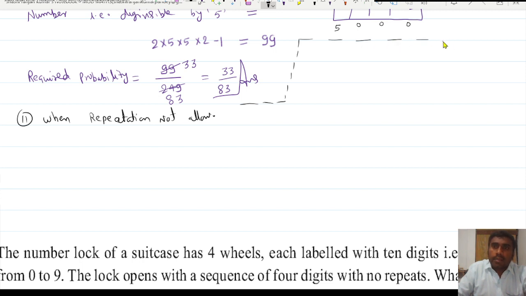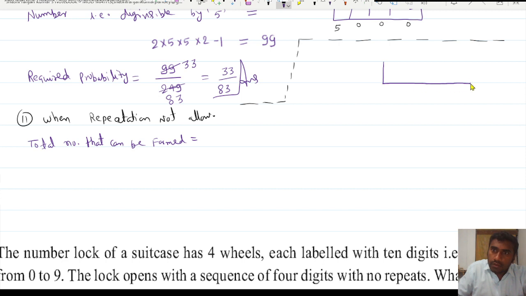In this second part it's saying repetition is not allowed, right? So let us first count the total number that can be formed. How many numbers can be formed? Again, same situation, I'm drawing here for the same sample space, with no repetition allowed.